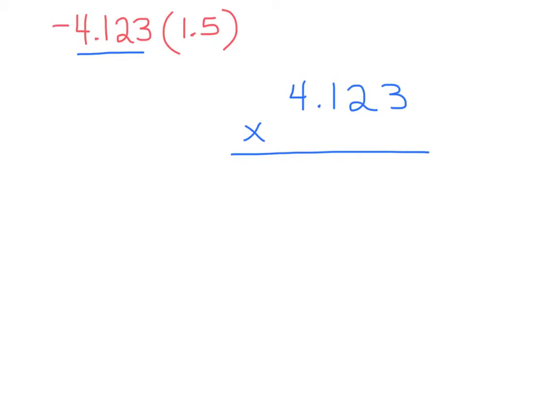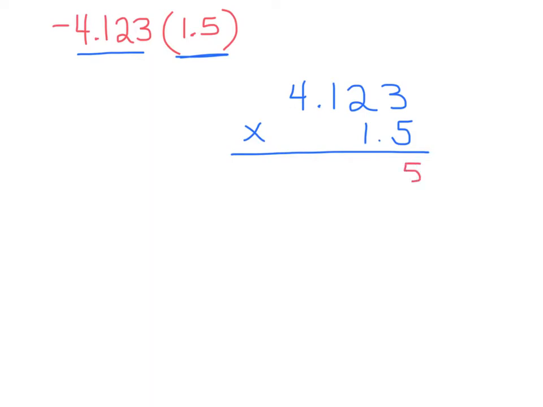Now you want to bring this number all the way as far over to the left as you can. Okay, so I'll just put 1.5 way over here. Again, you do not need to line up the decimals. All right, now I'm going to start multiplying. So you're going to just use this 5 first. You're going to do the 5 times the 3, 5 times the 2, 5 times the 1, 5 times the 4.